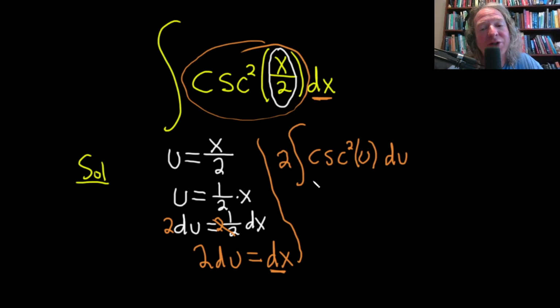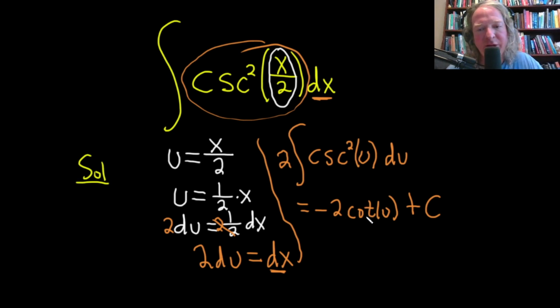So what's a function whose derivative is cosecant squared? Well, the derivative of cotangent is negative cosecant squared. So this is going to be equal to negative cotangent of u plus our constant of integration, capital C. The 2 just hangs out. And you can check this, right? The derivative of cotangent is negative cosecant squared. There's already a negative here, so it'll become positive.